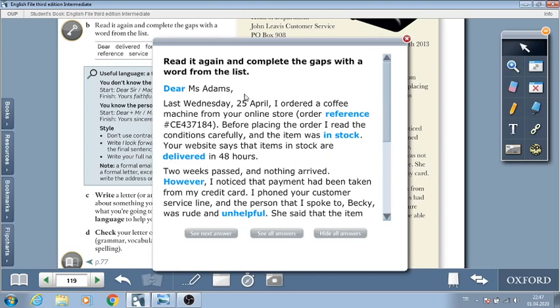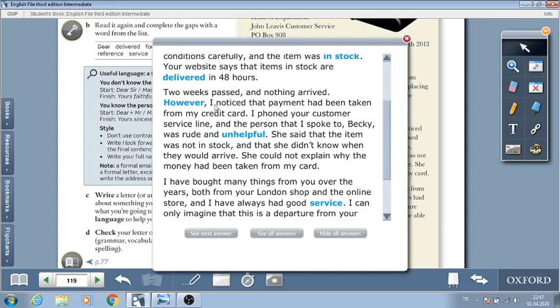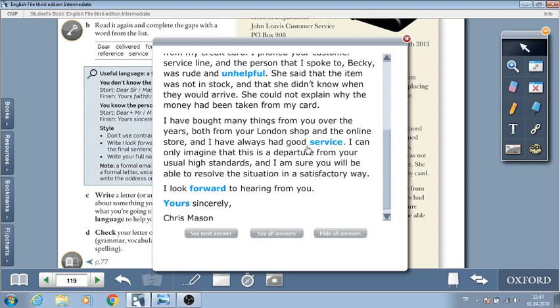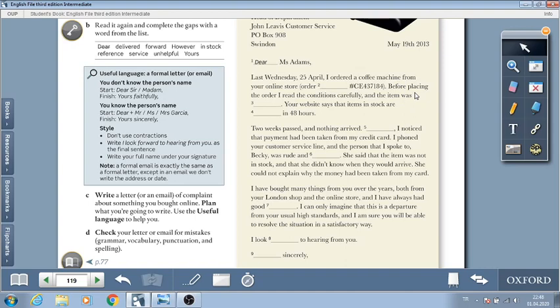Dear Miss Adams, order reference number. The item was in stock. Items in stock are delivered in 48 hours. However, Becky was rude and unhelpful. I have always had good service. I look forward to hearing from you. Yours sincerely. Yes. Now, after checking your answers, let's look at the layout and style of a letter of complaint in detail.